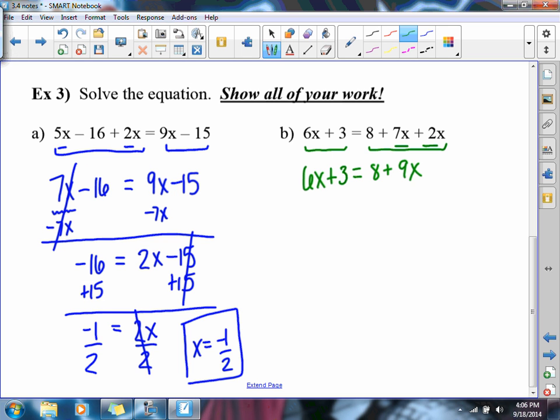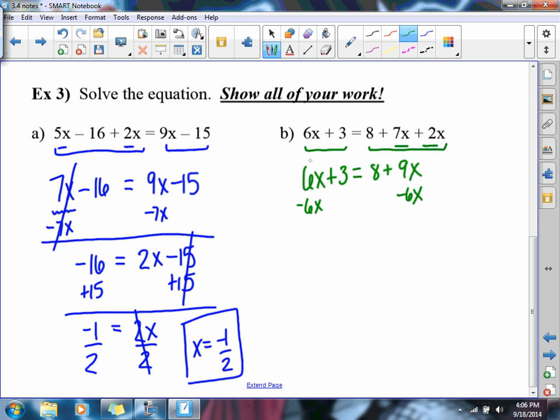So now I'm going to get all my x's on one side, all my numbers on the other, and we're going to look and see which of my x's is the smallest. I've got a 6x and a 9x, so I'm going to pick on the little guy, the small guy, the 6. I'm going to undo him by subtracting 6 to both sides.